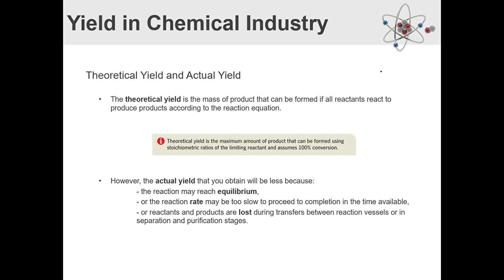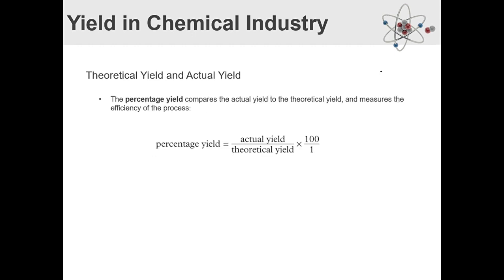So, percentage yield compares the actual yield to the theoretical yield and measures the efficiency of the process. Percentage yield is just actual yield divided by theoretical yield times 100 over 1. Basically, it's how we make a percentage most of the time.